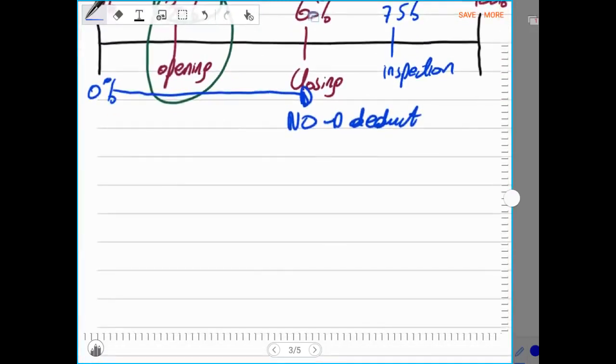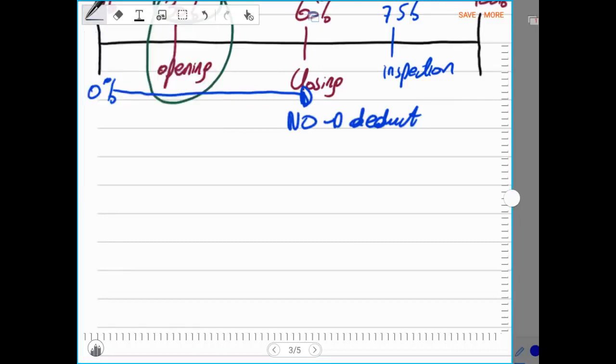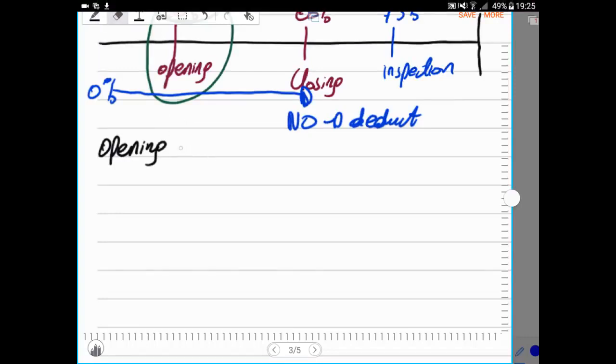So now in this case, we will do a summary once again of the conclusion of the whole matter. Meaning we say opening units moved through the point of inspection.